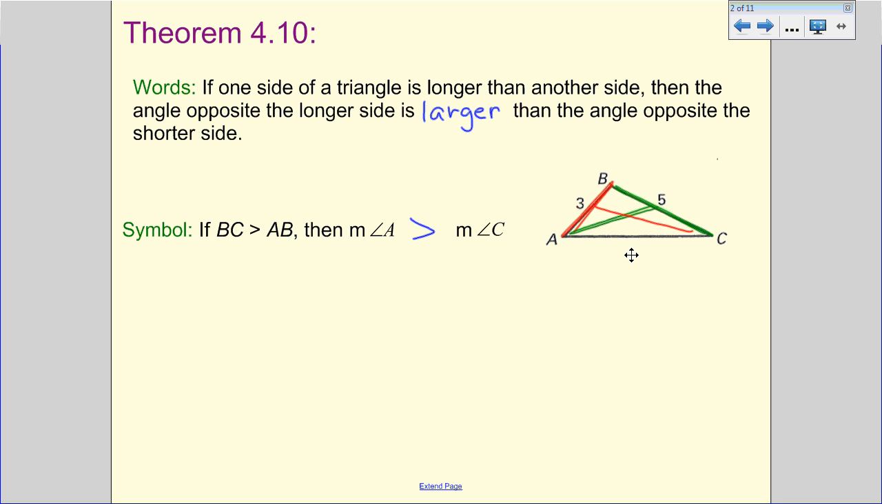So if you kind of think about this, guys, I only have 3 inches it took to connect this angle. This angle took 5 to connect. So it would make sense that A is a wider angle because I needed a longer segment to close those endpoints of the angle. So the larger my side, the larger the angle it was closing. So that's our triangle, and this idea of triangle inequalities.